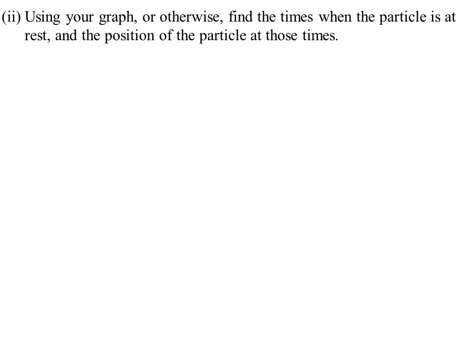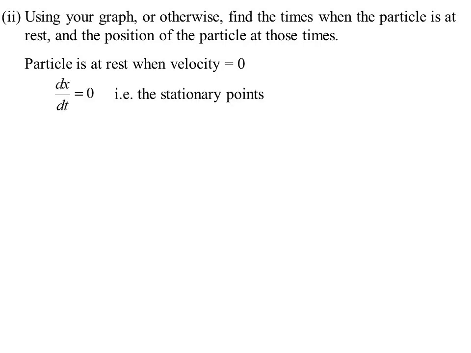Using your graph or otherwise, find when it is at rest. Now they've given us the hint here, using your graph. You don't want to be wasting time with this sort of question and going, oh, okay, well, let's differentiate it, then I'm going to solve when is that equal to 0. When I've got a picture and I know something about the picture, I know the stationary points because I can see them. And so there they are. I can just simply now list them because I know it's going to be whenever the velocity is equal to 0. In other words, when the derivative is equal to 0. So the stationary points, that's what I'm looking for.